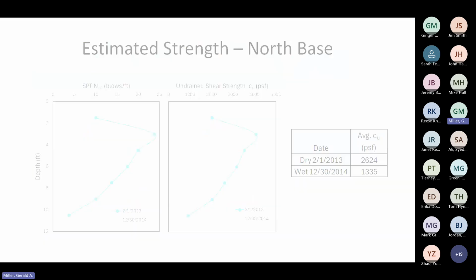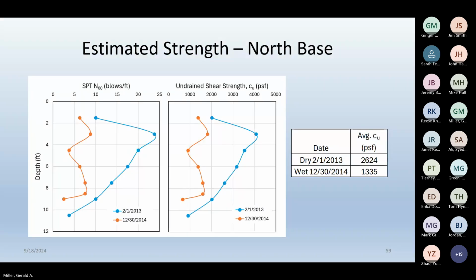And then I did the same thing for north base. So again, on the left, you see SPT N60s for the two dates, the dry date and the wet date, and then the corresponding estimates of undrained strength. And here the difference between the minimum and the maximum is much larger, and the difference in the averages is much, much different. Again, this is over the full profile. So that would be the difference in undrained strength.